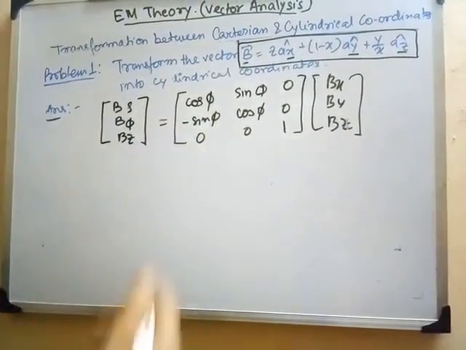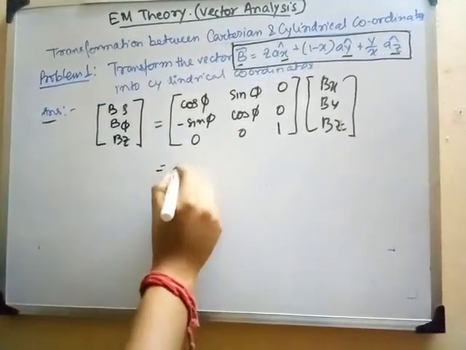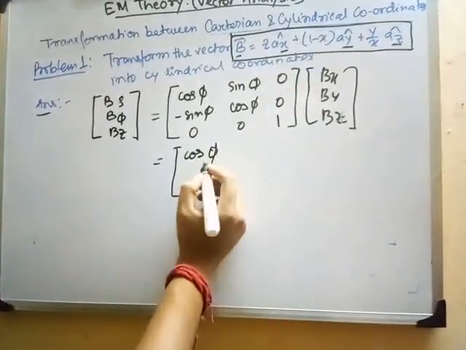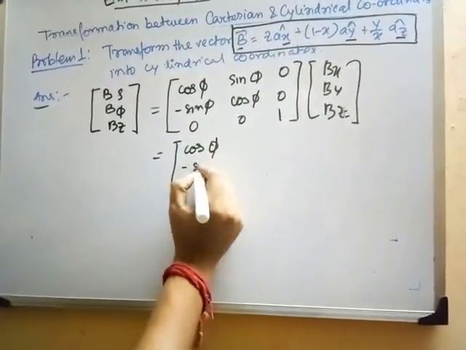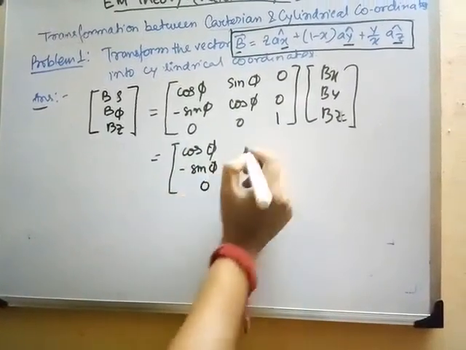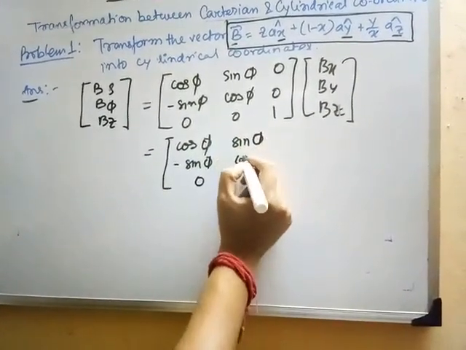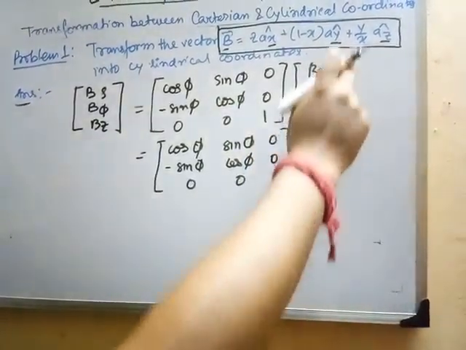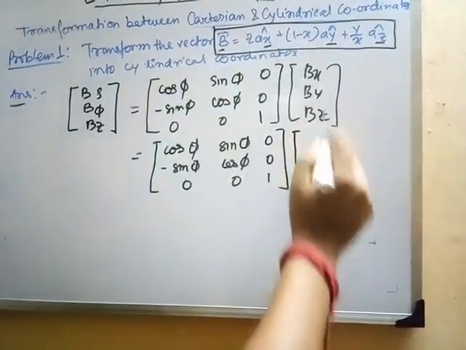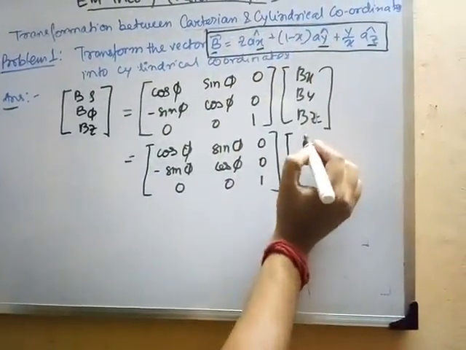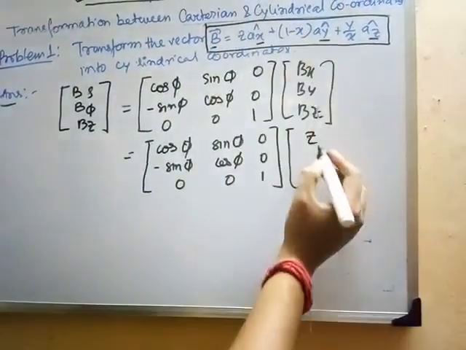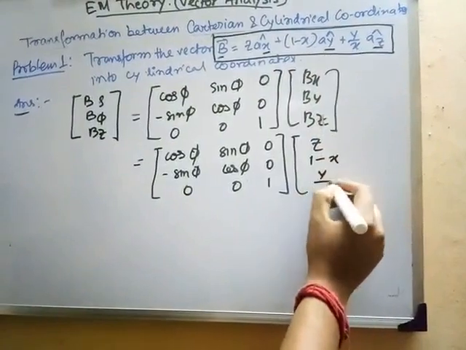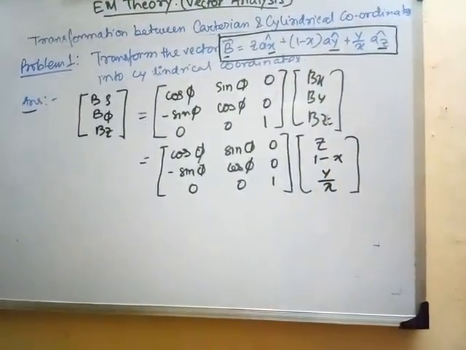Now we simply put in the values. The matrix has cos phi, minus sin phi, 0; sin phi, cos phi, 0; 0, 0, 1. And in place of Bx, By, Bz we write the coefficients: z is the coefficient of ax, for ay it is 1 minus x, and for az it is y by x.